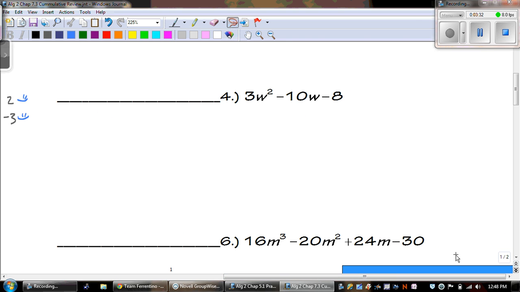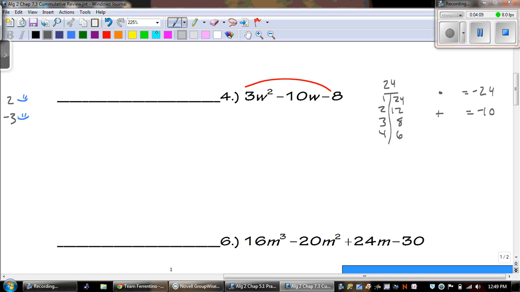All right, number 4. Is there a GCF? No, no GCF, so we got to split the middle term. So the first thing we do is we're going to multiply 3 times 8, and we get 24. And the factors are 1 and 24, 2 and 12, 3 and 8, 4 and 6. And the reason why we definitely have to do this for this one is we want numbers that multiply to get to negative 24 and add to get to negative 10.